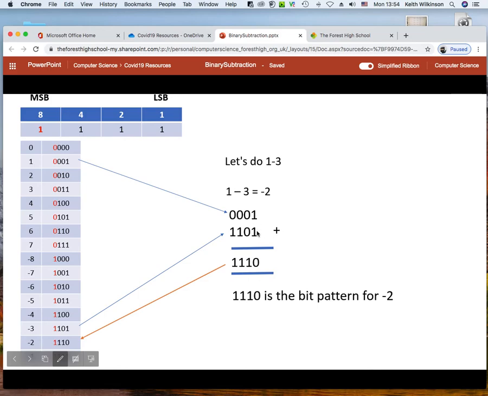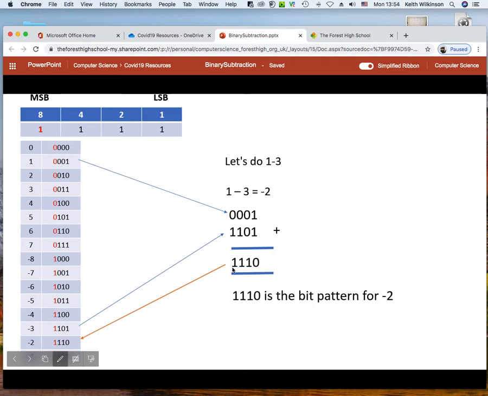Then I add those two together. So 1 plus 1 is 2. So write down the 0, carry the 1. Nothing plus nothing is nothing, plus 1 is 1. Nothing plus 1 is 1. Nothing plus 1 is 1. My answer now is 4 bits. We're okay. I haven't got to even think about any overflow.